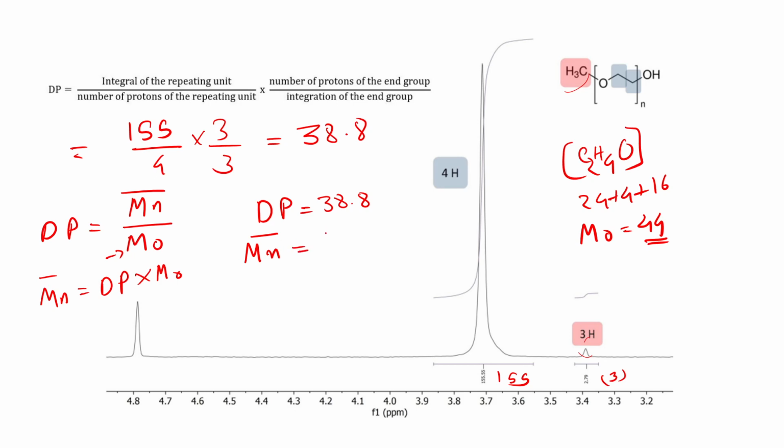Now just do this: 38.8 times 44. If you do the calculation, 38.8 times 44 would come around 1700. So this should be your number average molecular weight. That's how you can easily calculate the number average from your NMR data. So I hope you understand this particular thing.